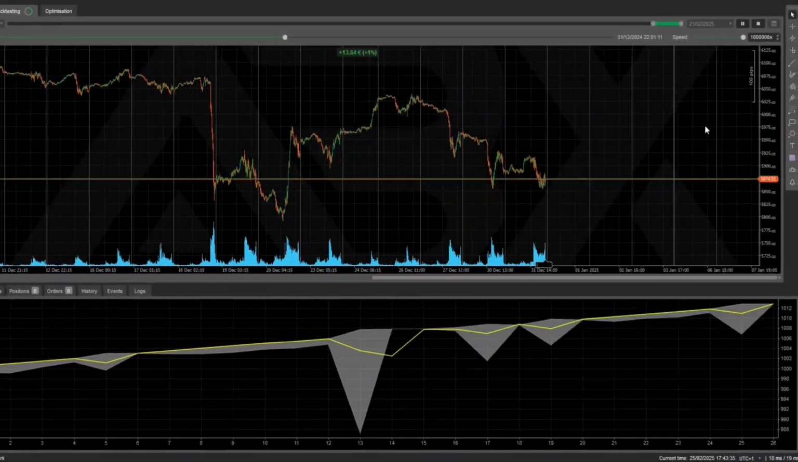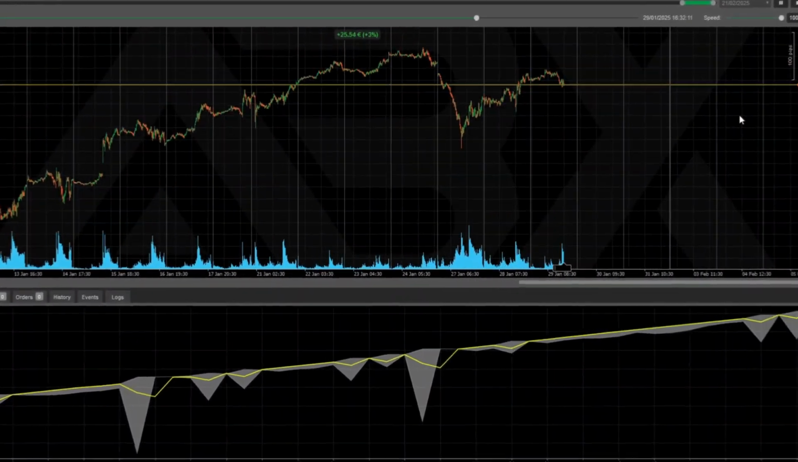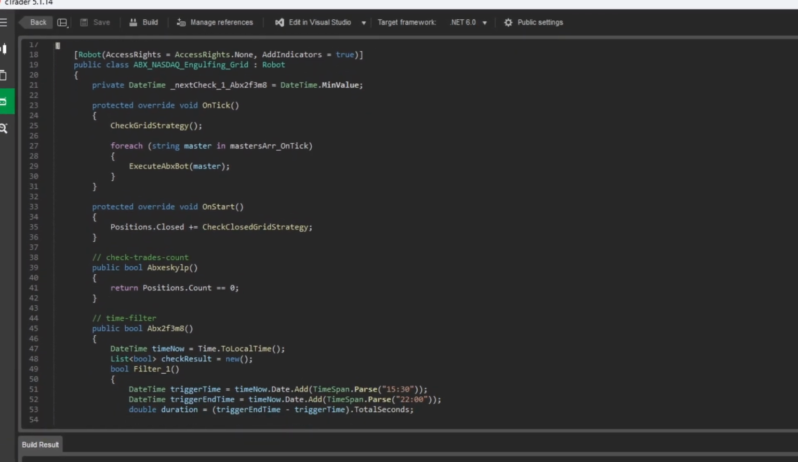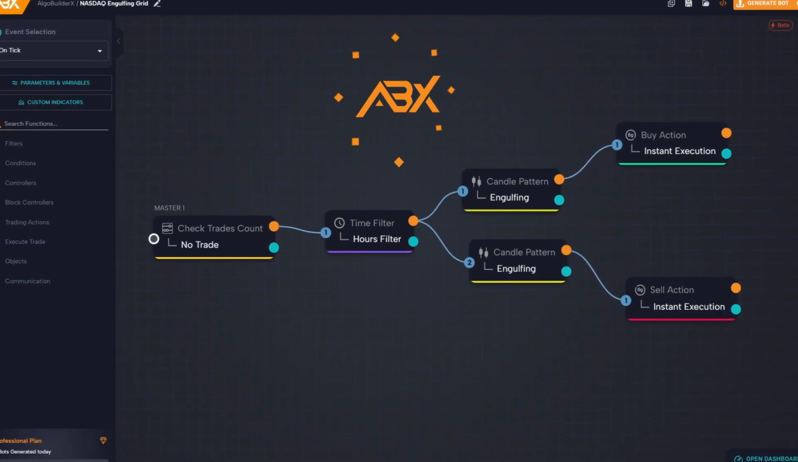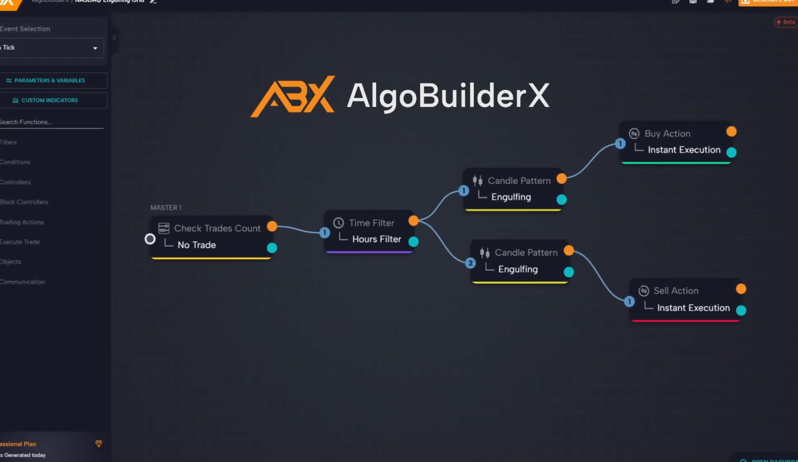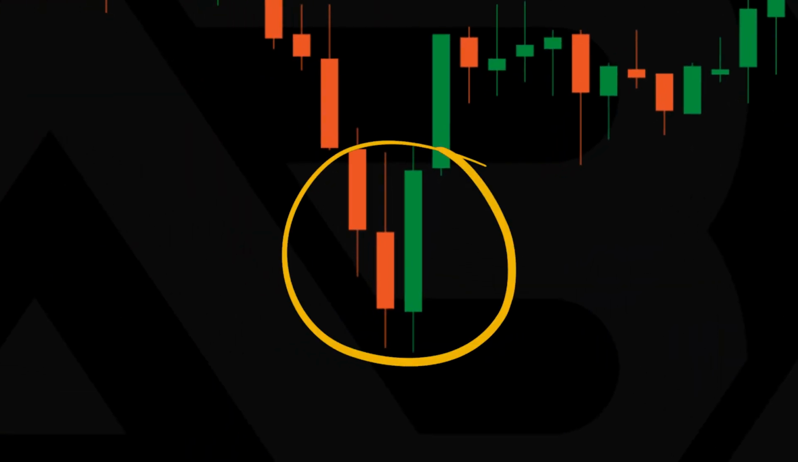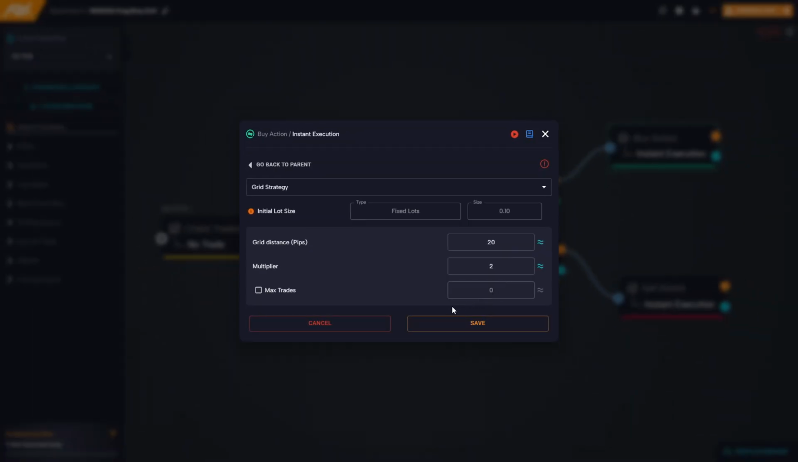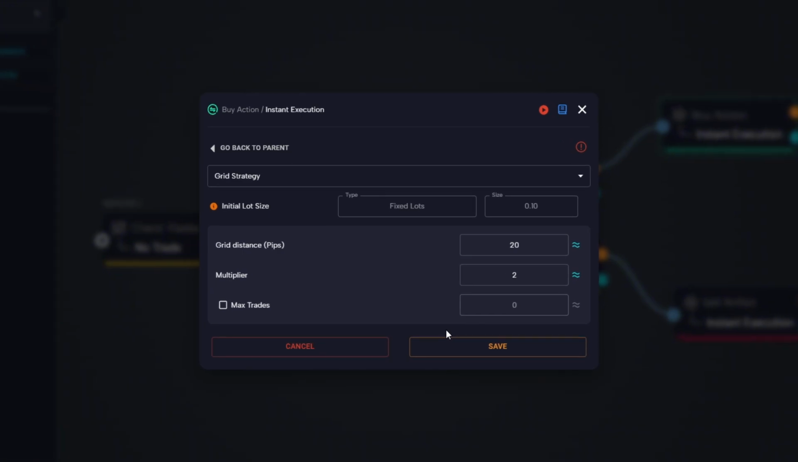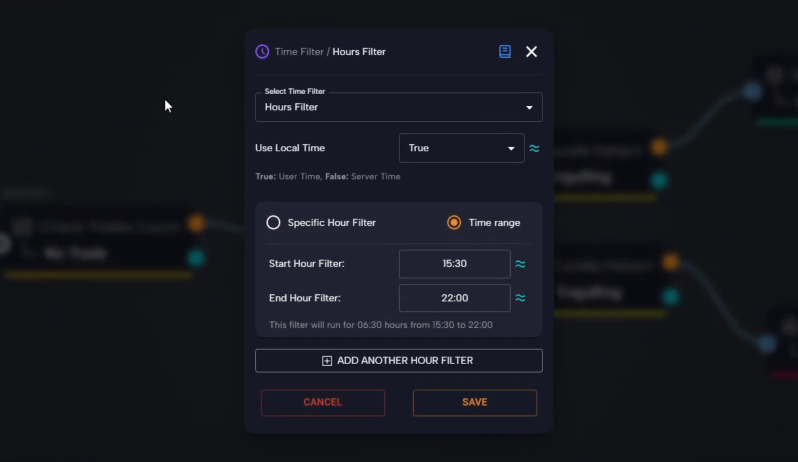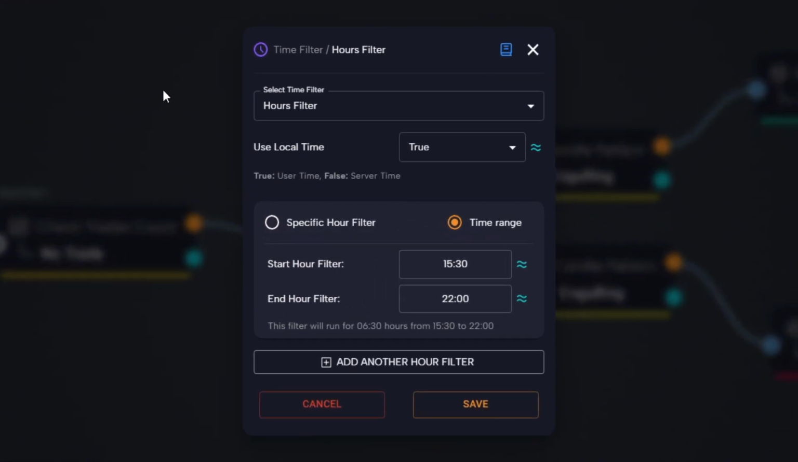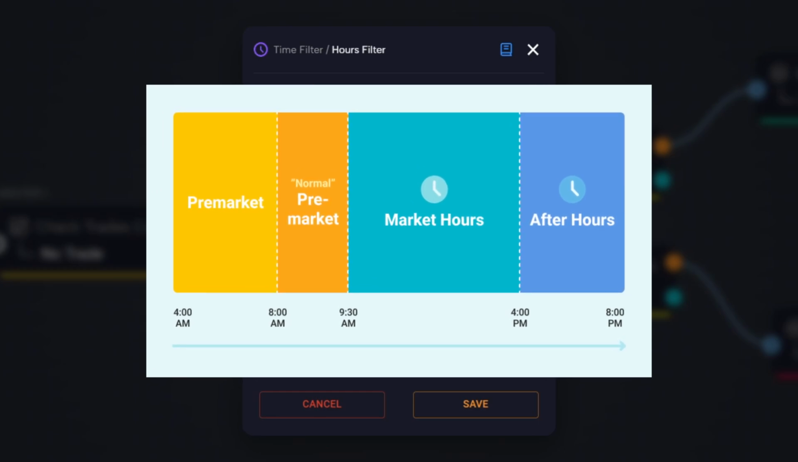Today, I will show you how to create a fully automated trading bot for the Nasdaq without writing a single line of code. We will use AlgoBuilderX, a drag-and-drop builder for cTrader, to develop a bot based on a powerful reversal pattern, the engulfing pattern. To optimize trade execution, we will also incorporate a grid strategy, which is ideal for maximizing profits in a volatile market like the Nasdaq. This bot will operate only during the most liquid hours of the Nasdaq session, from 1530 to 2200 Central European Time, ensuring we trade during the most active period.